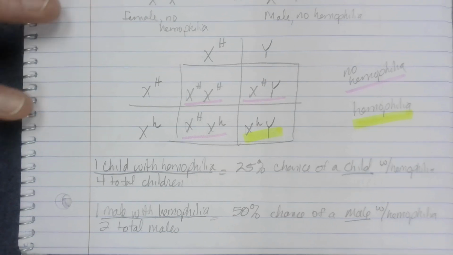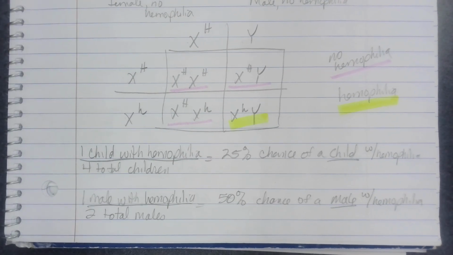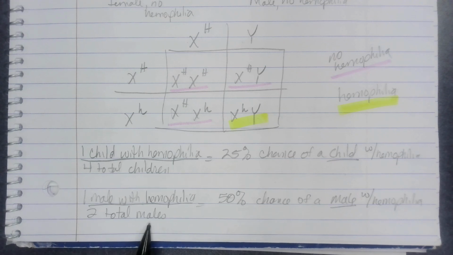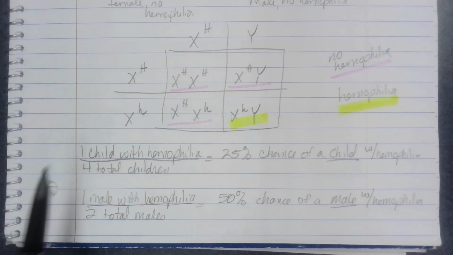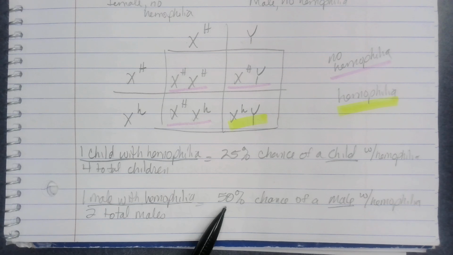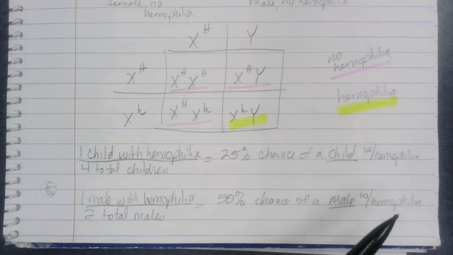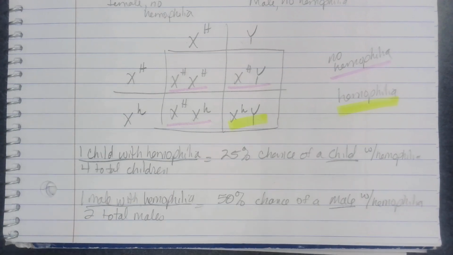However, if we want to know, based on these two parents, what's the probability of a boy having hemophilia, there is one male with hemophilia out of 2 males total in the Punnett square, which is a 50% chance of a male with hemophilia. So watch the question and make sure you pay attention to the wording and that you're answering what they're asking.